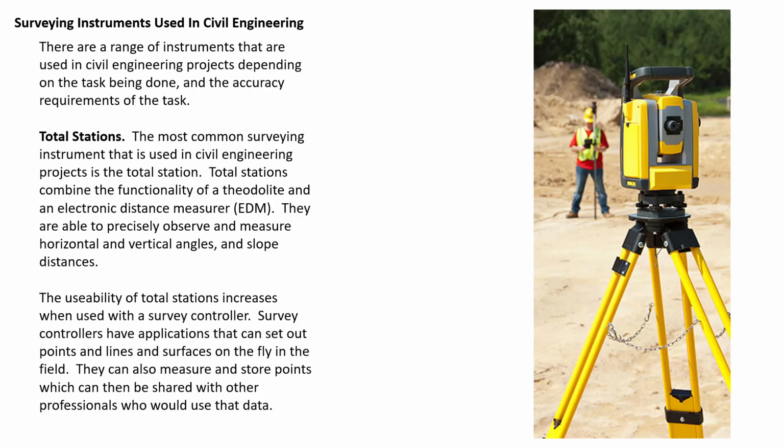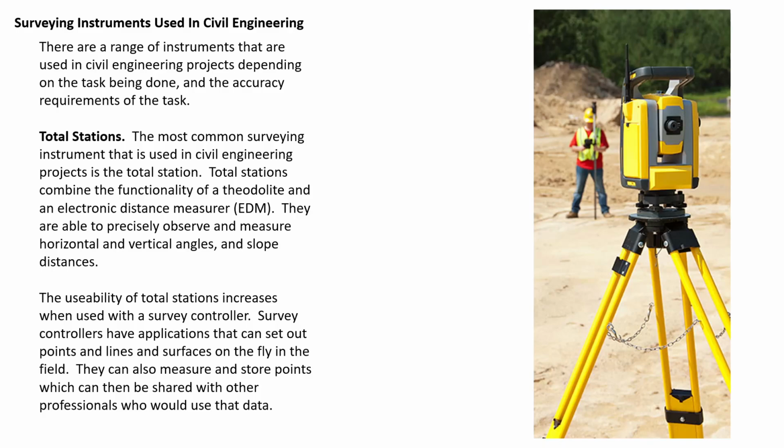Survey instruments used in civil engineering. There are a range of instruments that are used in civil engineering projects depending on the task being done and the accuracy requirements of the task. First of all, total stations. The most common surveying instrument that is used in civil engineering projects is the total station. Total stations combine the functionality of a theodolite and electronic distance measurer. They are able to precisely observe and measure horizontal and vertical angles and slope distances.